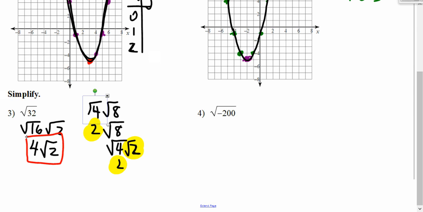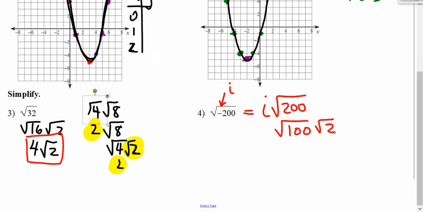Number 4 is pretty much the same idea, only with this negative, you know you're going to have an imaginary. All right, so it's going to be the same thing as i times the square root of 200. And with that 200, just do the same thing that you did with the 32. Break something out of it that's perfect. So on this one, I know 100 goes into 200. I can break that into square root of 100 times square root of 2. Square root of 100 is 10. So I'm going to have 10 times i times square root of 2.